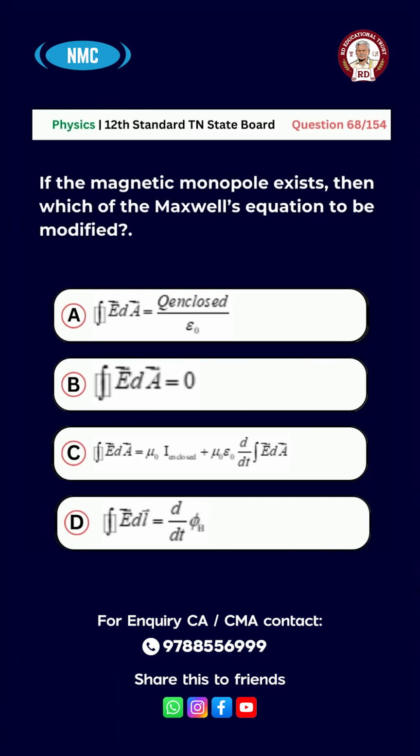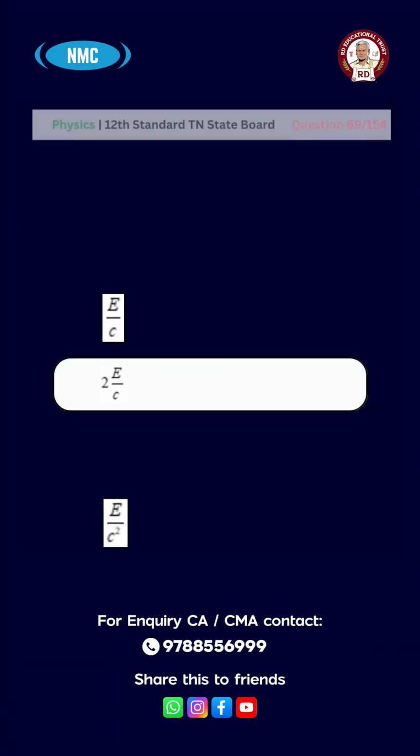C, the closed loop integral of B dot dl equals mu naught I enclosed plus mu naught epsilon naught d by dt of the integral of E dot dA. Option D, the closed loop integral of E dot dl equals minus d by dt of phi B. The right answer is option B, the closed surface integral of B dot dA equals 0.